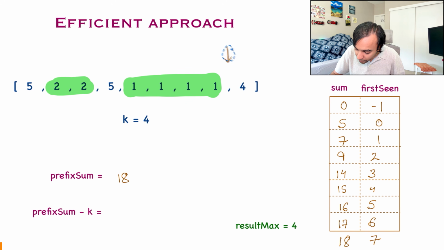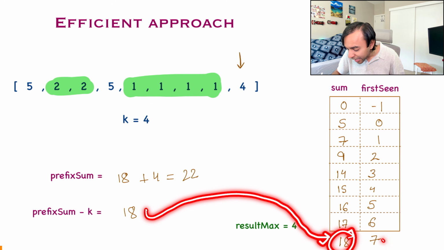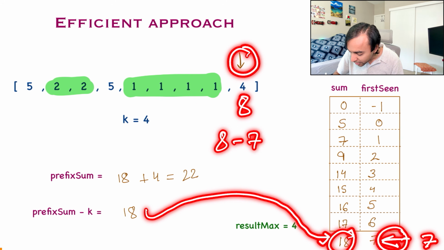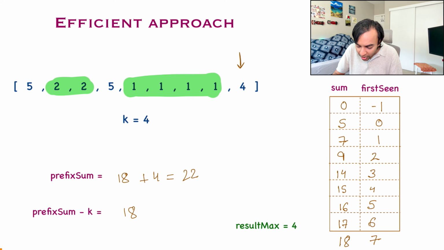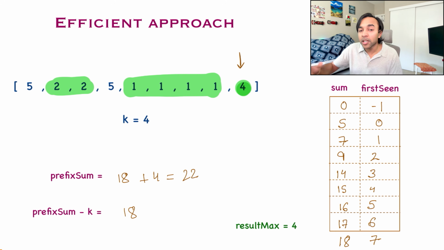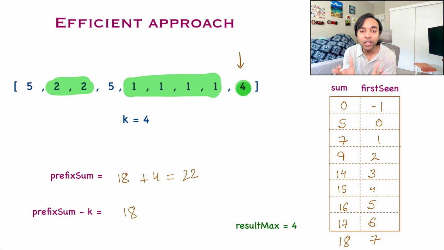Similarly, you will now go ahead. You see the element 4. 18 plus 4 is equal to 22. 22 minus 4 is 18. And have you seen an 18 before? Yes, you found 18 and that was at index 7. To find the length, you will subtract these two values. So this is currently 8, this is 7. 8 minus 7 equals 1. It means I have found another subarray. Yes, this is valid, but its length is 1. So you don't want to update your result max. You have completed your complete traversal and you found that this has been the longest subarray that I could find whose sum was equal to 4.